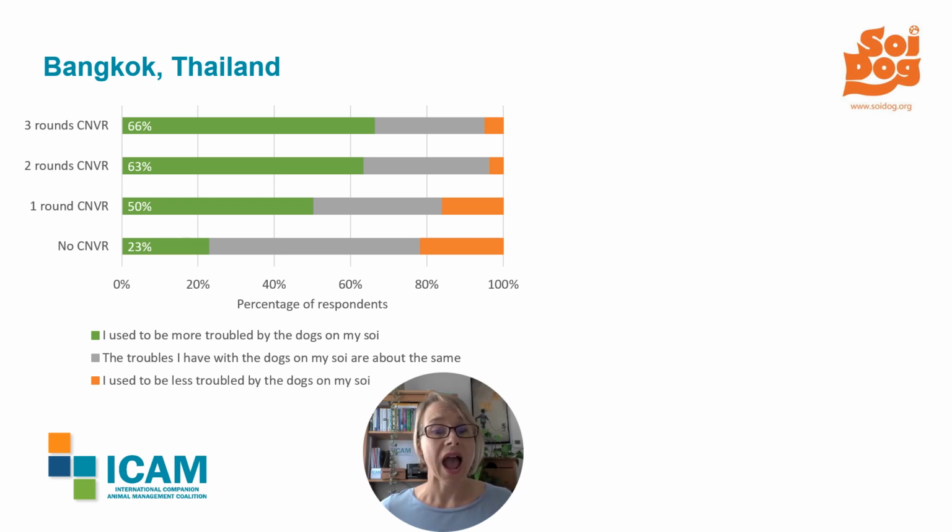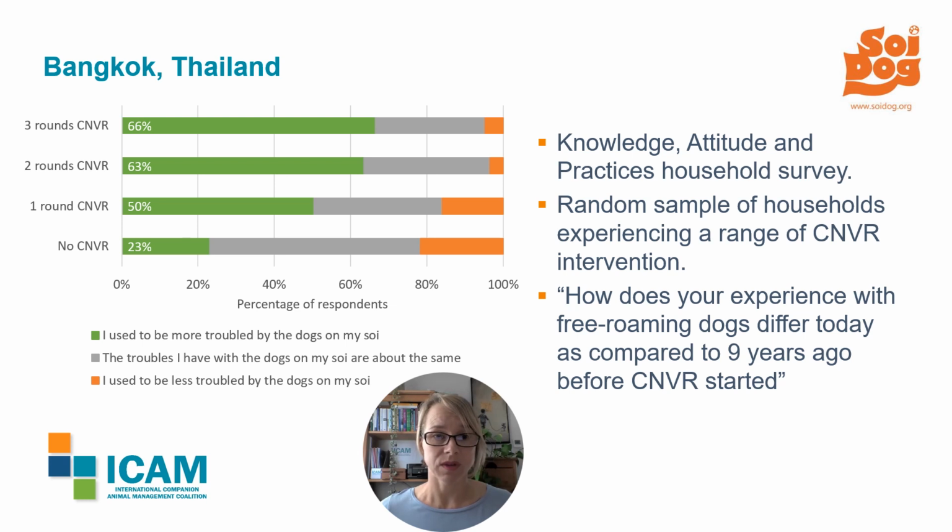One question was, how does your experience with free-roaming dogs differ today as compared to 9 years ago, before the CNVR started? Of those people living in areas that have benefited from CNVR, most of them perceive the problems with dogs to be fewer today. And this is dose dependent. The more rounds of CNVR the neighbourhood has received, the more likely the resident was to say the problems had diminished. We've got 3 rounds of CNVR up here, then 2, then 1. Whilst people living in areas that had not yet received CNVR, this group down here, were equally likely to say the problems were greater today than they were to say that there were fewer.